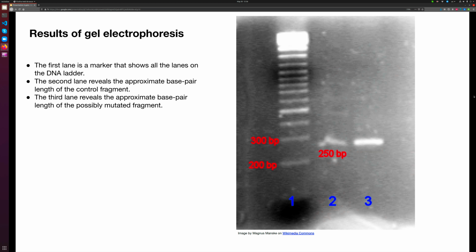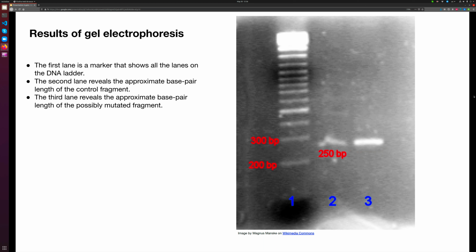So, the results of gel electrophoresis. The first lane is the marker that shows all the lanes on the DNA ladder. The second lane reveals the approximate base pair length of the control fragment. And the third lane represents the approximate base pair length of the possibly mutated fragment.